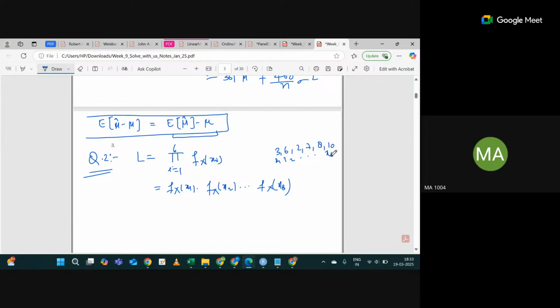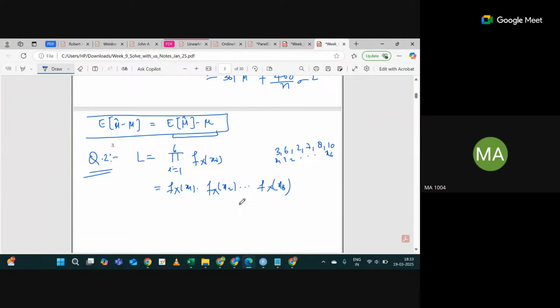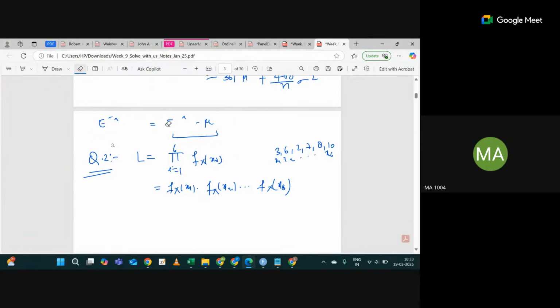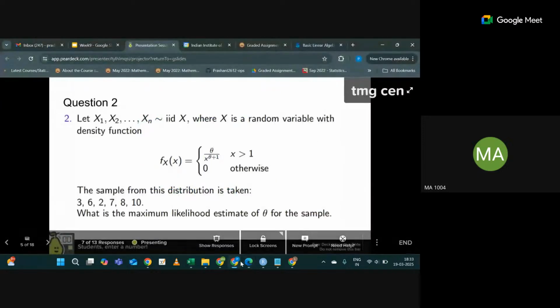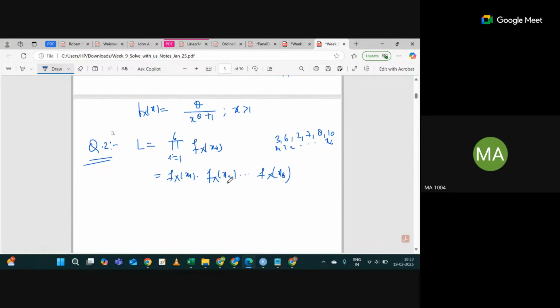What is f of x first of all? f of x is defined as theta divided by x raised to power theta plus 1, where x is greater than 1, because we're talking about the random variable x. Now we have to do this for each sample. What will be here for x1? Can I write theta divided by x1 raised to power theta plus 1?